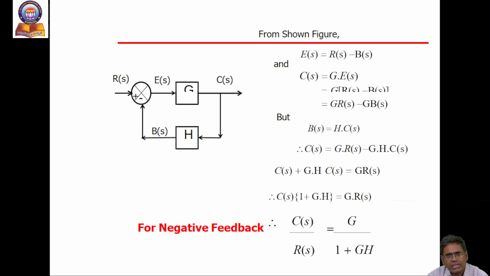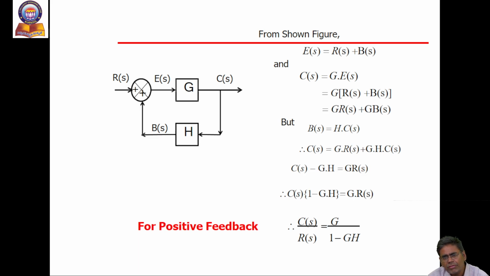Here is a small derivation of how to get the elimination of feedback. G(s) is the forward path, H(s) is the feedback signal or sensor. Then we derive the transfer function: C(s) divided by R(s) is equal to G divided by 1 plus G into H. E(s) is the error signal, which is the difference between the reference input signal and the feedback signal B(s). Then C(s) is equal to the error signal into gain G. Finally, the transfer function C(s) divided by R(s) is equal to G divided by 1 plus GH.